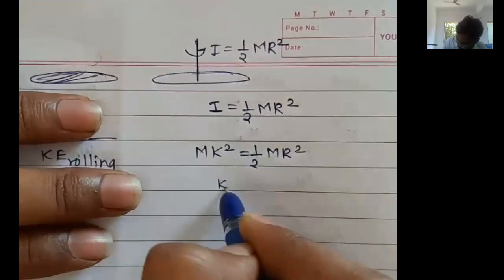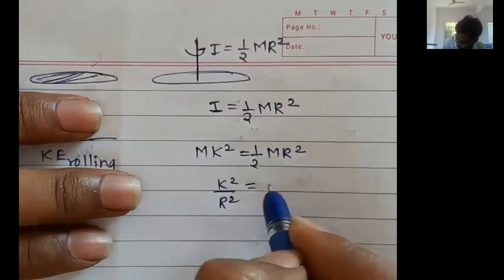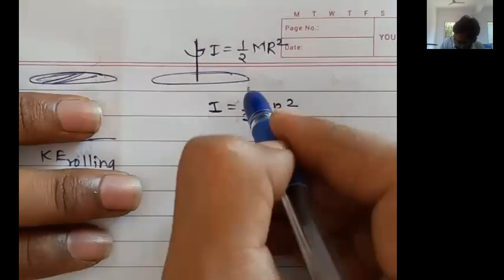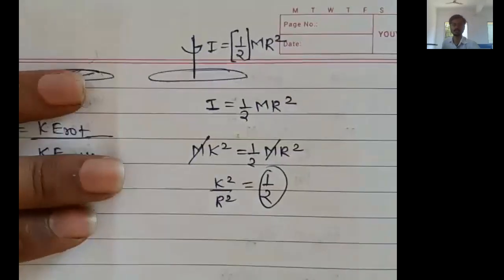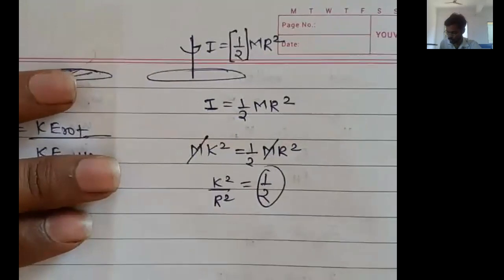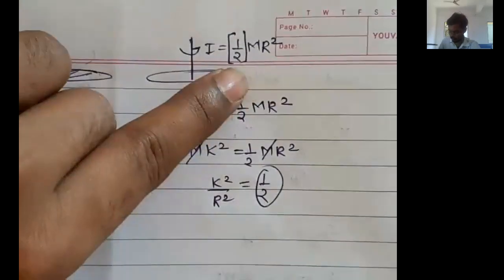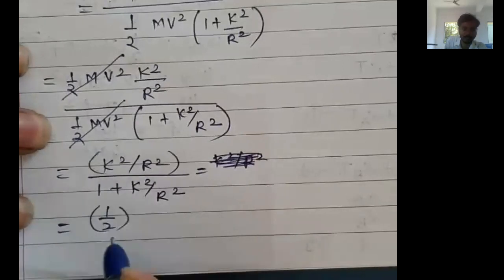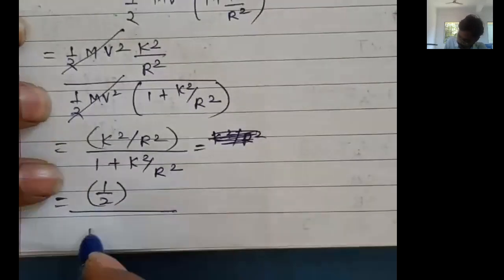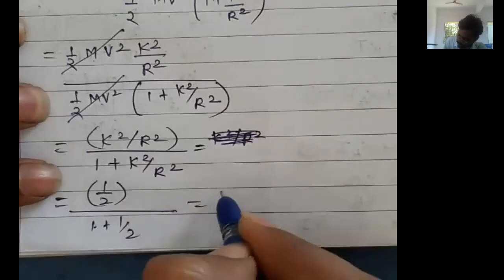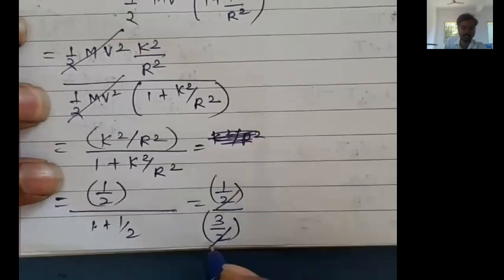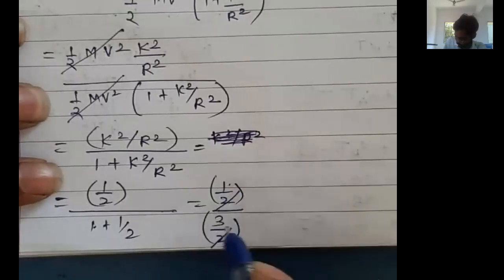Now k square upon r square is equal to, sir, this m cancels, the answer becomes 1/2. So what is k square upon r square? It is the coefficient of mr square. So what is the coefficient of mr square for the disk? 1/2. So now here you can directly put 1/2 and get the answer. So here we have 1/2 divided by 1 plus 1/2. 1/2 as it is, 1 plus 1/2 is 3/2. Sir, this two gets cancelled. Answer is 1/3. So that's it.